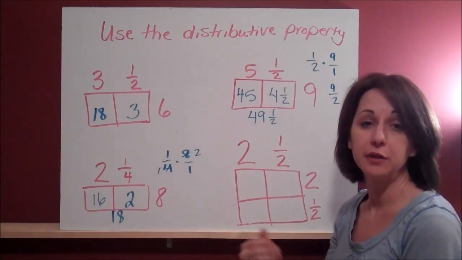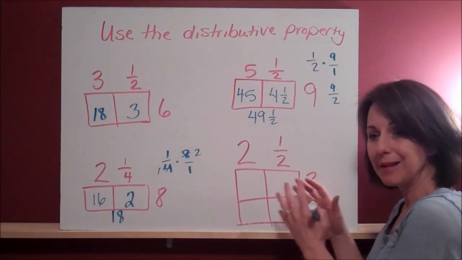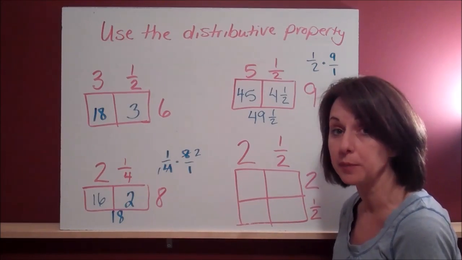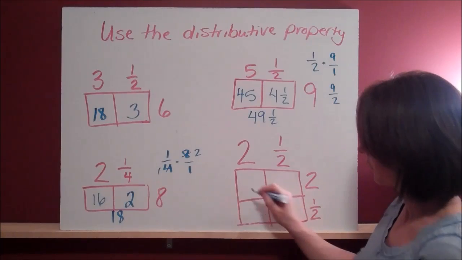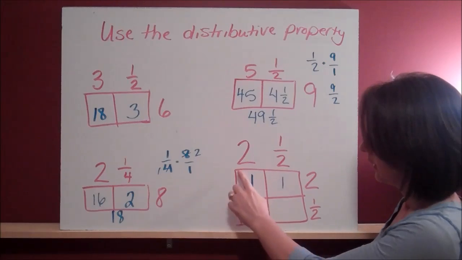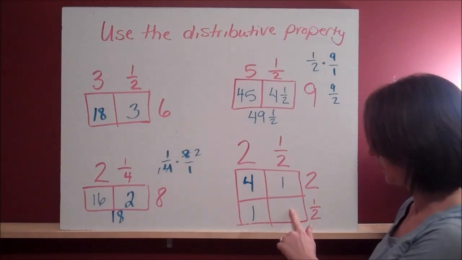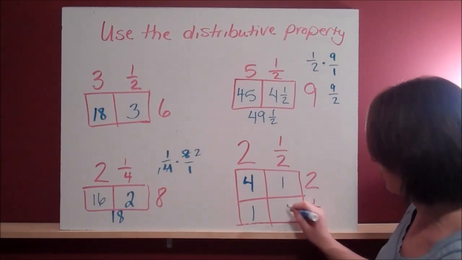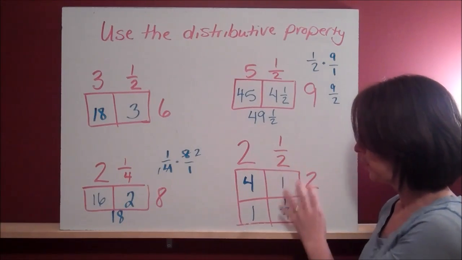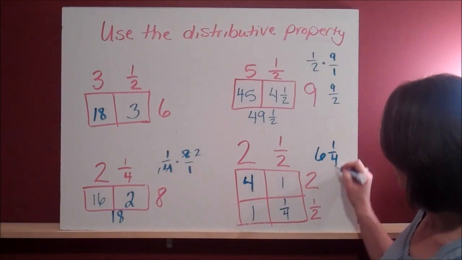Perhaps if you still were able to figure out 2 1/2 groups of 2 1/2, you did something along the lines of this. You still used the distributive property. You still used the multiplication method. This box gives you 4, and half of 2 is 1. And this box, well, this is 2 times 1/2, which is 1. And this box is 1/2 times 1/2, which is 1/4. So if you were able to solve it, 2 1/2 groups of 2 1/2, you would have gotten 6 1/4.